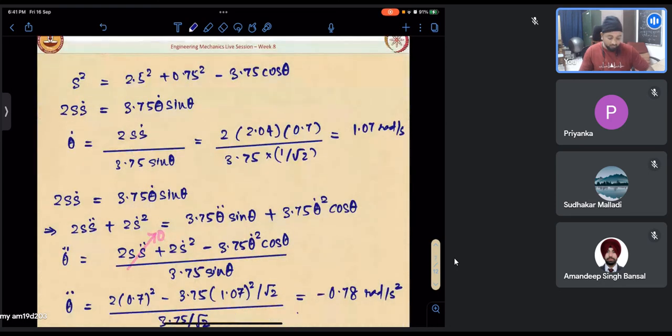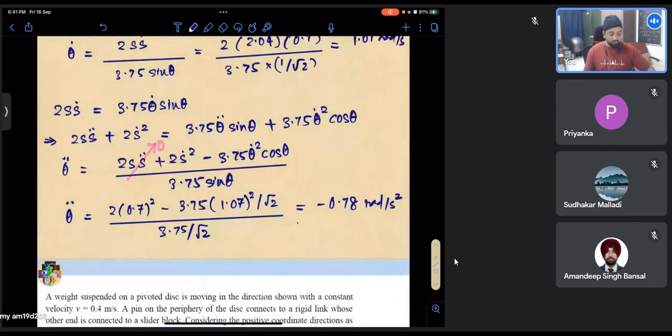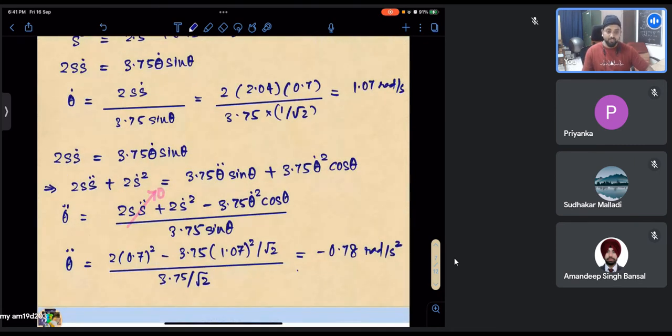So if there are any questions here, I'm happy to take them now. Otherwise, we'll move on to the last problem that we have for the day. It's a little big, but before that, if there are any questions, I'm happy to take them.